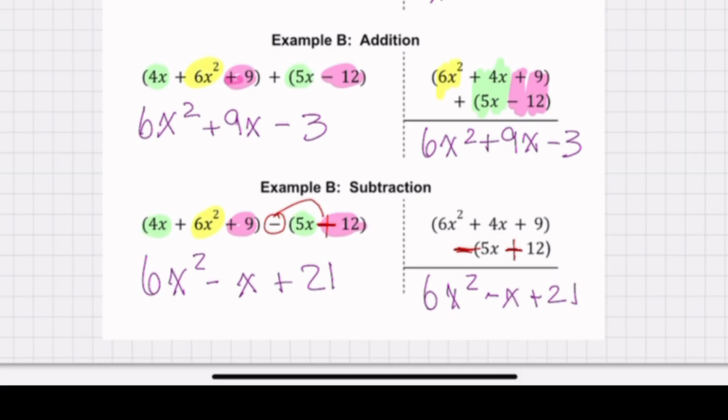It is totally up to you if you are going to do them horizontally, like on the left column, or vertically on the right column. Either way, don't forget to combine those like terms.